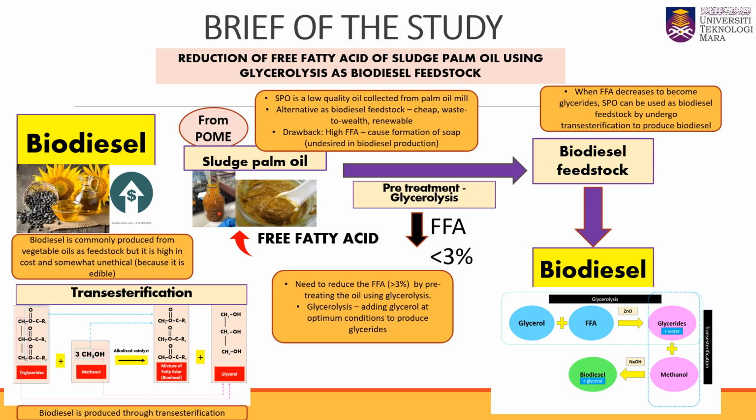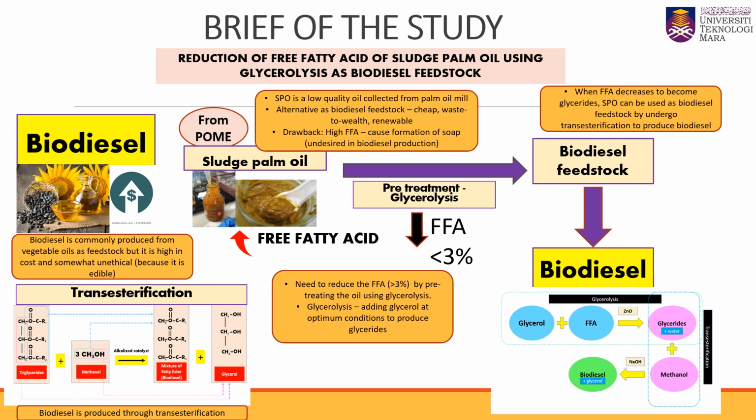The FFA for SPO can go up to 80%, but we have to reduce it to 3% or below. So we want to do glycolysis, which is adding glycerol at optimum conditions to produce glycerides. When FFA decreases to become glyceride, the treated SPO can be used as biodiesel feedstock by undergoing transesterification.